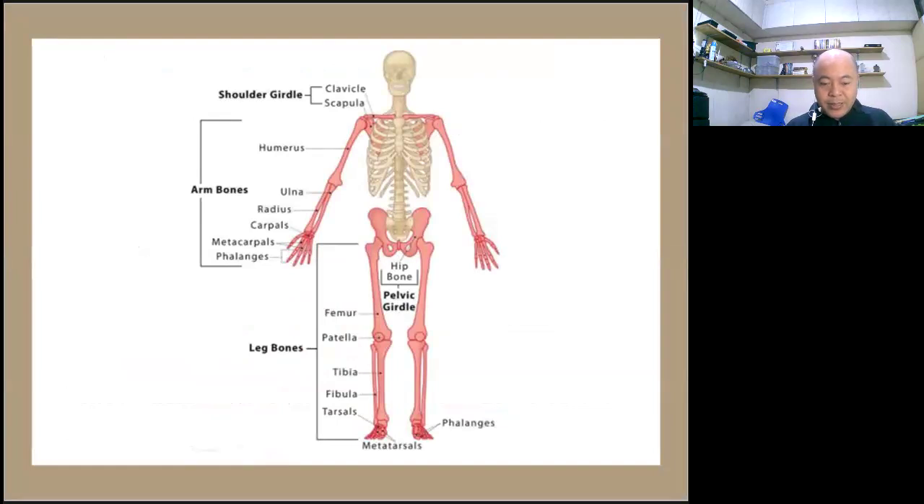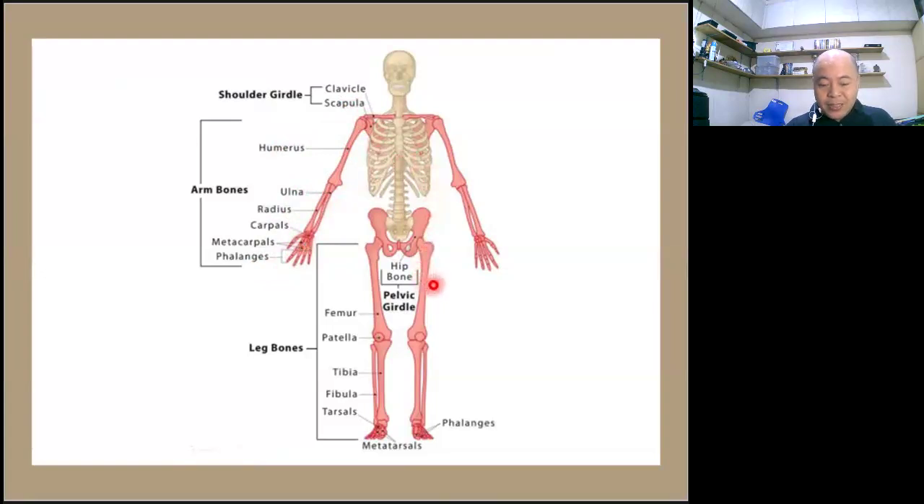So this is another diagram of the appendicular skeleton, identifying the shoulder girdle, which is composed of the clavicle, the one in front, and the scapula, the shoulder blade at the back. The arm bones are identified here further: radius, ulna, and humerus, plus the carpals, metacarpals, and phalanges. Basically, carpals are the wrist area, metacarpals are the back of the hand, and the phalanges are your fingers.